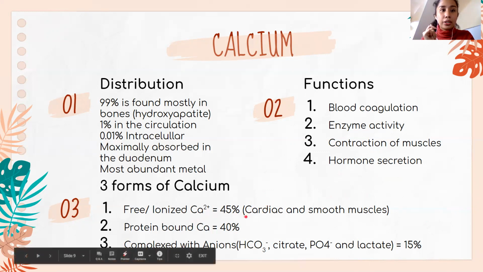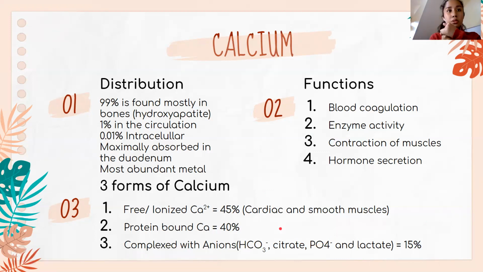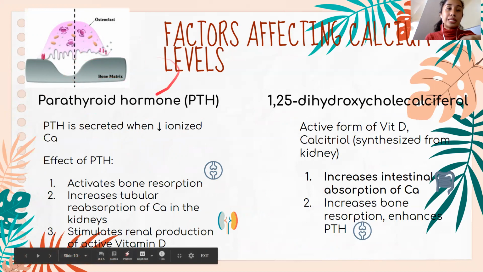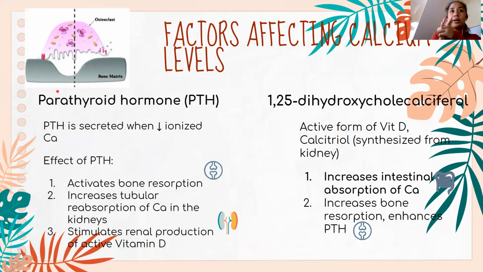Class, aside from your ionized calcium, we have protein-bound calcium. Usually albumin is attached, and complexed with anions. Some calcium is attached to bicarbonate, citrate, phosphate, and lactate. So that's 15%. From the bones, this is our bank of calcium. But class, not only calcium, your magnesium and phosphate too are all in the bones. Once there is decreased calcium in the circulation, especially ionized calcium, parathyroid hormone is secreted.